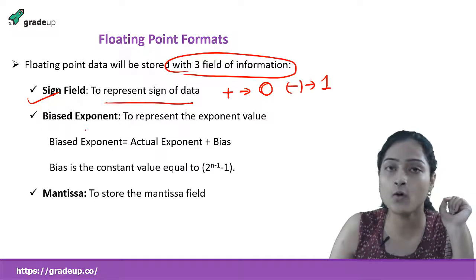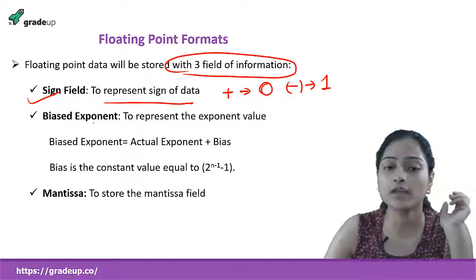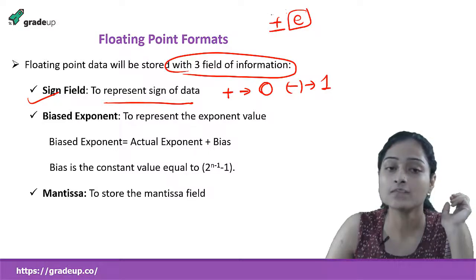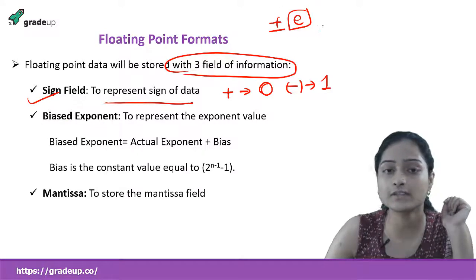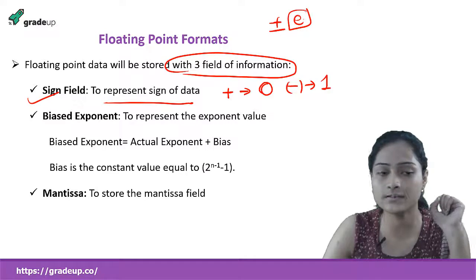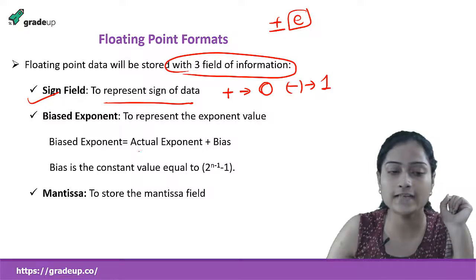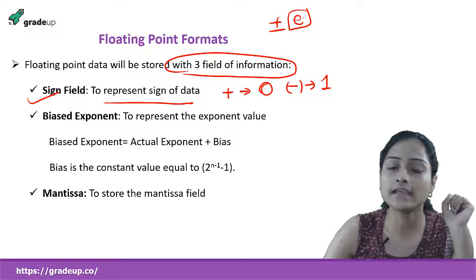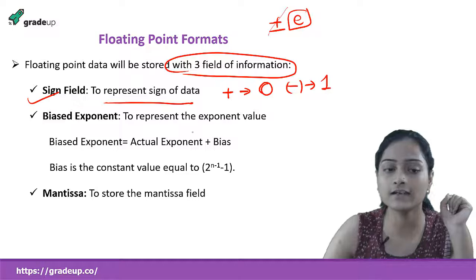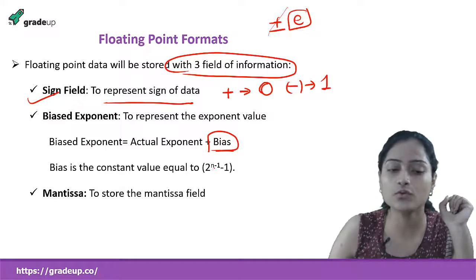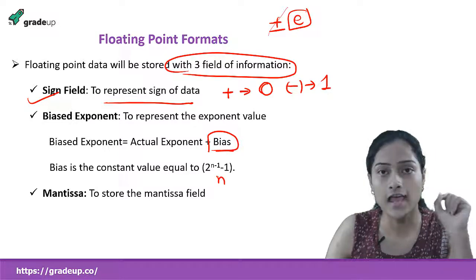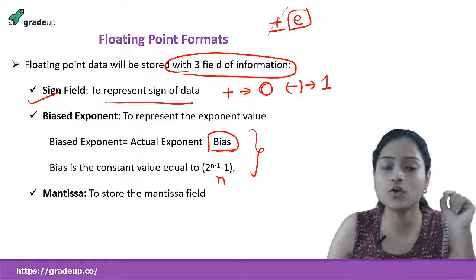The exponent will be stored in the form of a biased exponent. For storing your exponent, you need to store 2 things, this e value and this plus minus sign. So we would need 2 fields, but the biased exponent will represent these 2 things by only a single field. Let us see how you are going to represent it. Biased exponent will be calculated as actual exponent plus bias. Your e is the actual exponent and whatever may be the sign, leave it, just add bias to it. Bias is a constant value which is equal to 2 raised to the power n minus 1, minus 1, where n is the number of bits used for the biased exponent. Don't you worry about this, I will tell you how to calculate it.